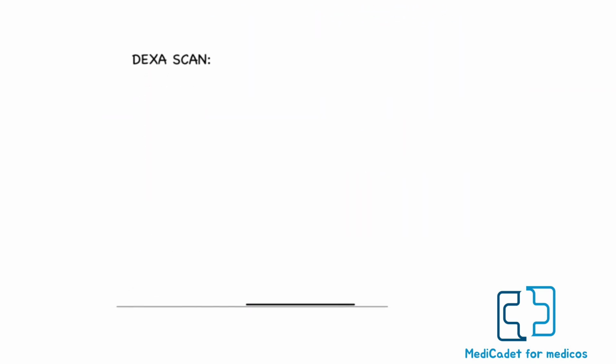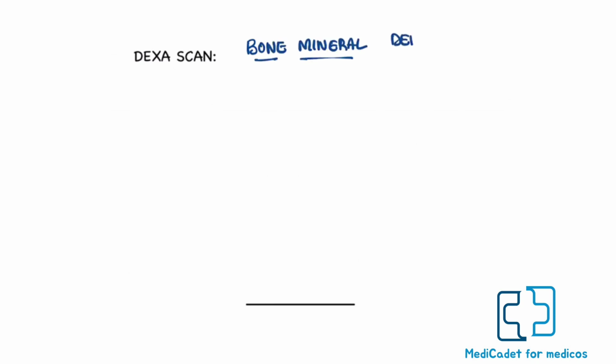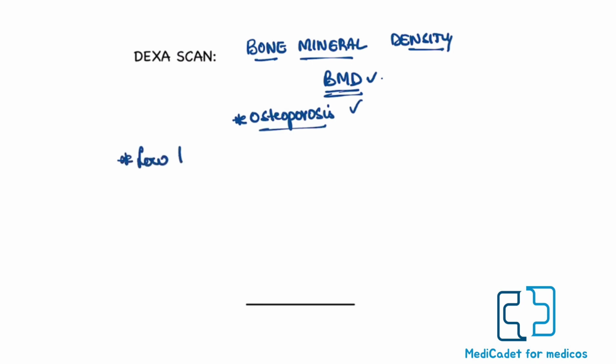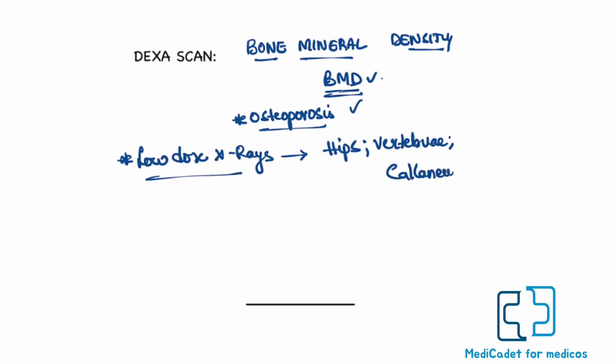Now coming to one more important scan for identifying your bone mineral density, that is your DEXA scan. Bone mineral density, shortly called BMD. You have to identify bone mineral density mainly in case of osteoporosis. So if you want to see somebody suffering from osteoporosis, you have to go for this BMD test. So what is this test? This test uses low dose X-rays, which are subjected to particular areas such as your hips, your vertebrae, and your calcaneum.